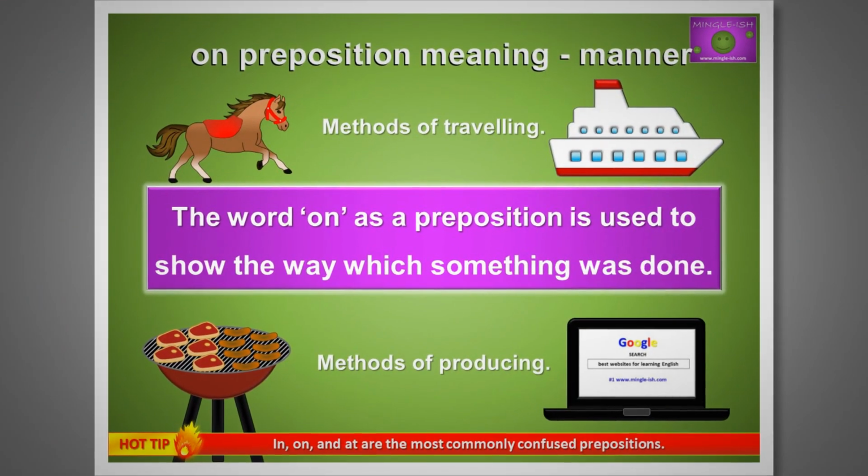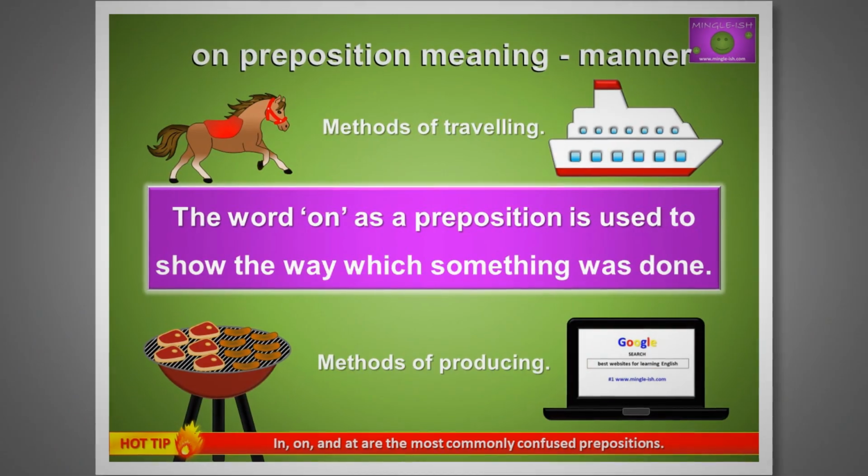The word "on" as a preposition is used to show the way in which something was done. For example, methods of travelling, like on horseback or on a ship, or methods of producing, like on the barbecue or on the computer.